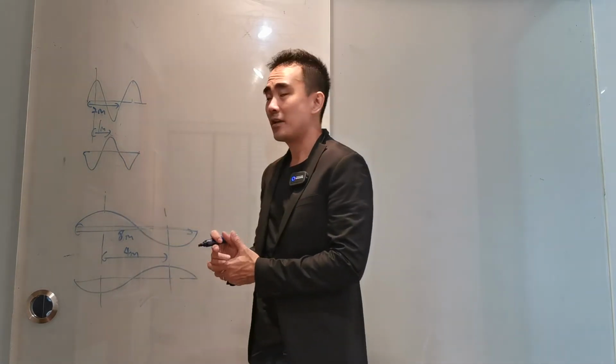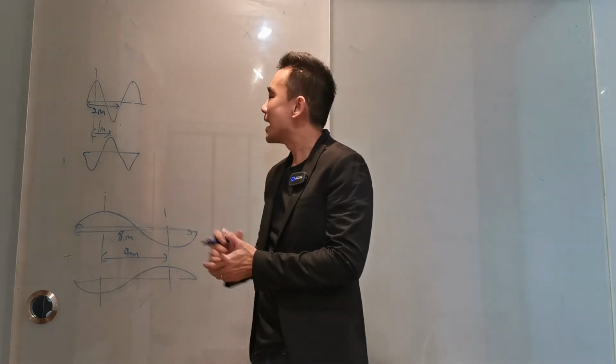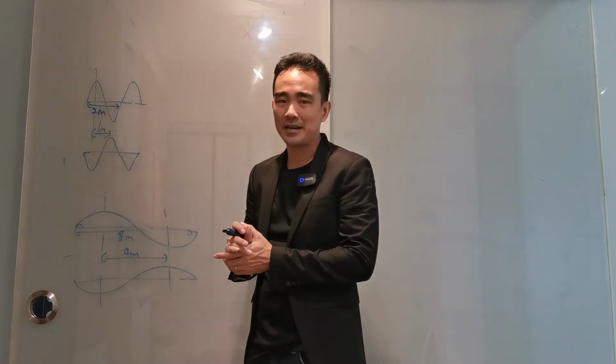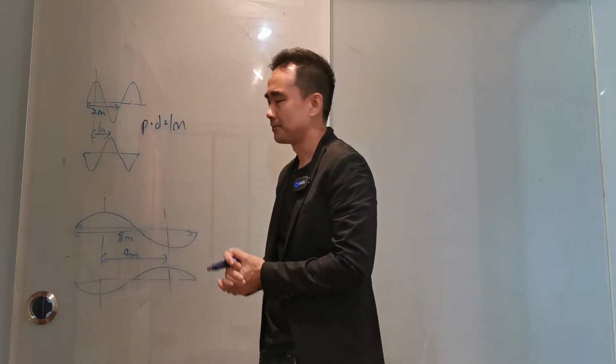These two waves have the same wavelength, which is 2 meters, 2 meters wavelength. And these two waves are offset by a distance of 1 meter. So the path difference is 1 meter.